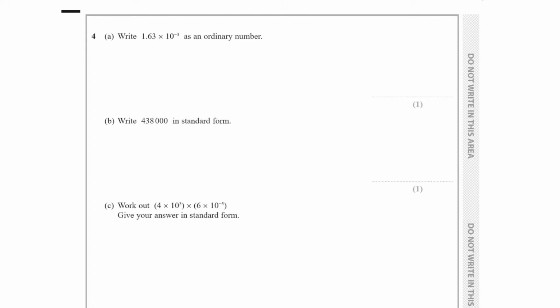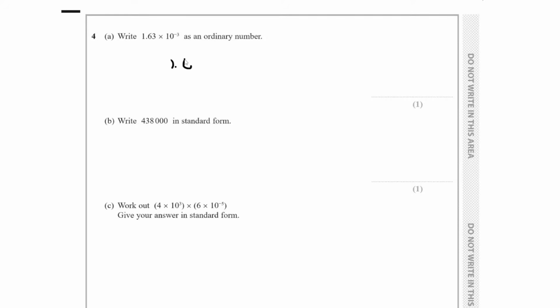Alright, question 4, part A. Write 1.63 times 10 to the minus 3 as an ordinary number. So there's 2 ways to do it. One, you just move the decimal place, or if you already know, whenever you have a negative power, that's how many zeros you put in front. So you might find that easier to think about.